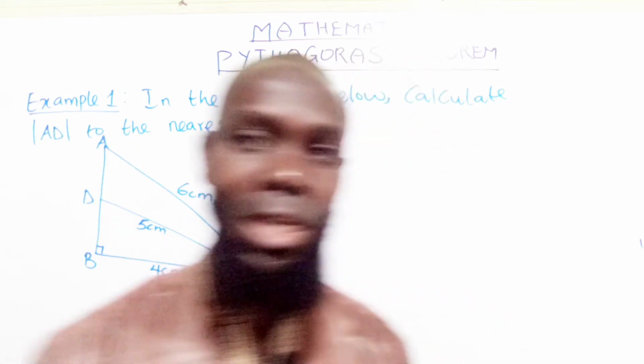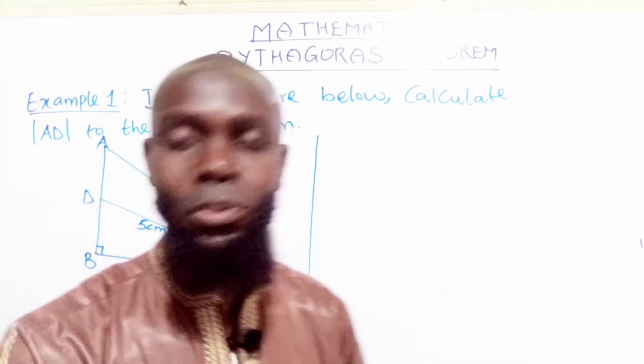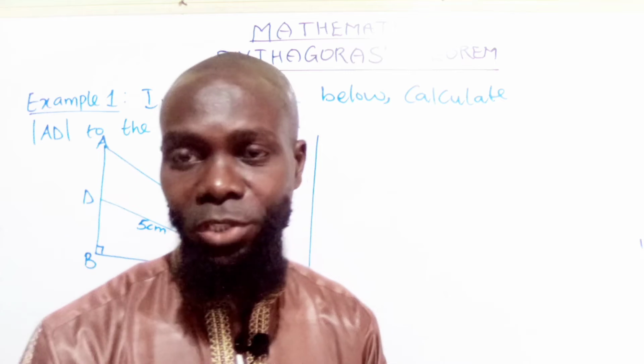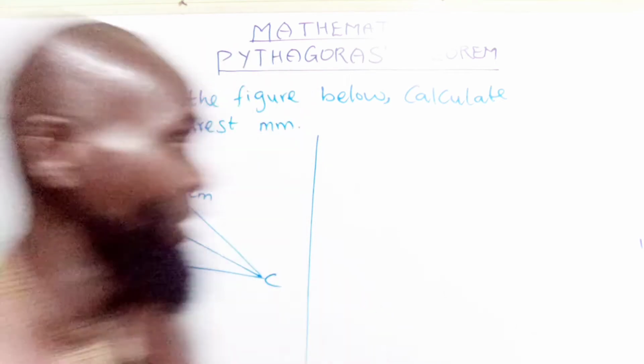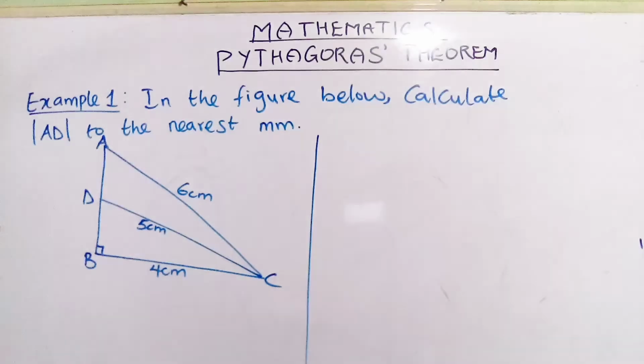Today in our mathematics class, we are going to be talking about the continuation of our Pythagoras theorem. That is the application of Pythagoras theorem. Example 1. In the figure below, calculate line AD to the nearest millimeter.